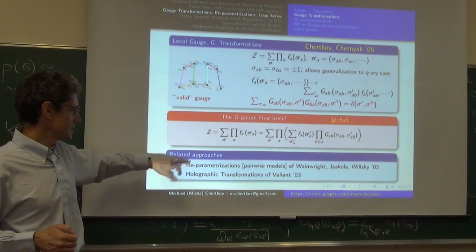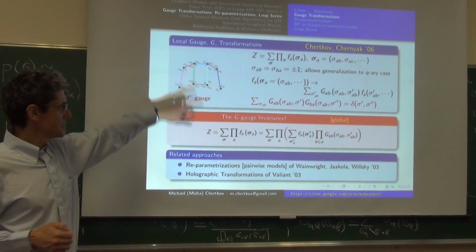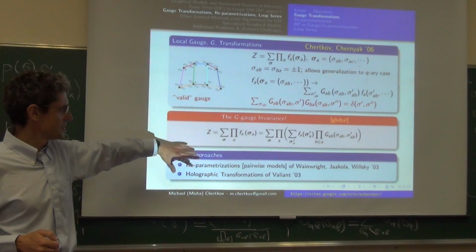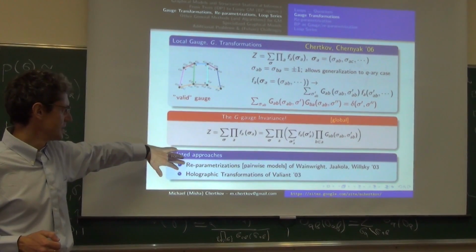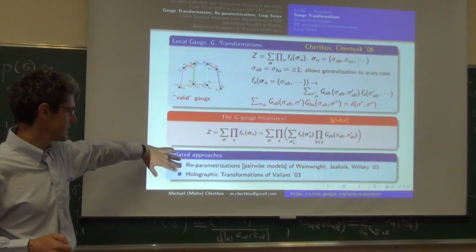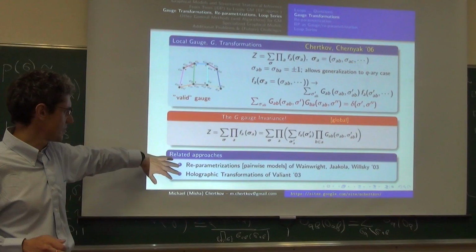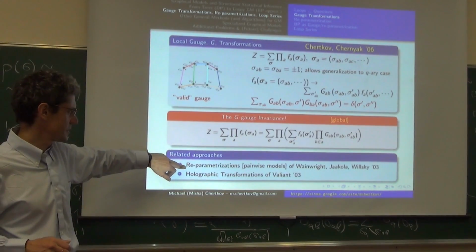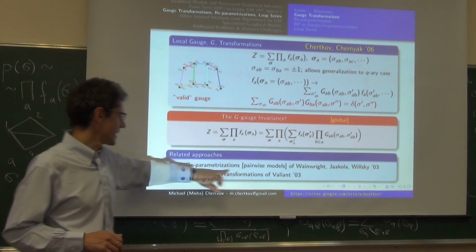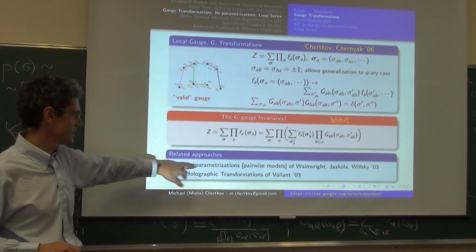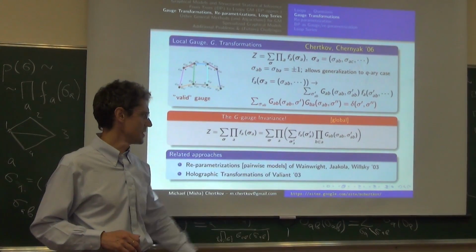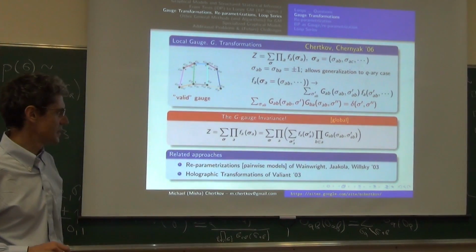And in fact, this transformation, we're not the first to figure it out. Well, in this formulation, I guess we were first, but similar, very related types of ideas came under the name of reparameterization. That's for a specific model, and that's by Wainwright, Jaakkola, and Willsky.